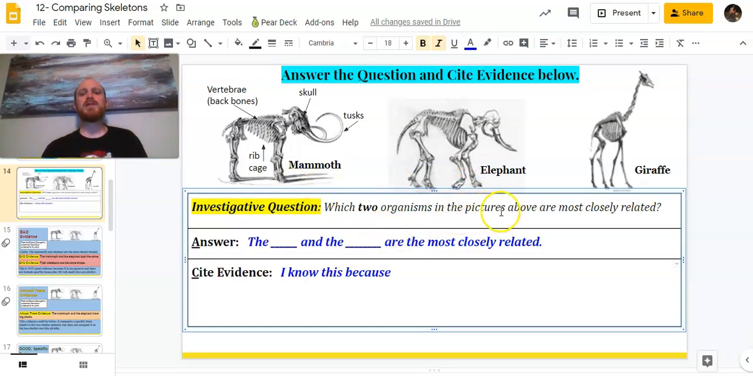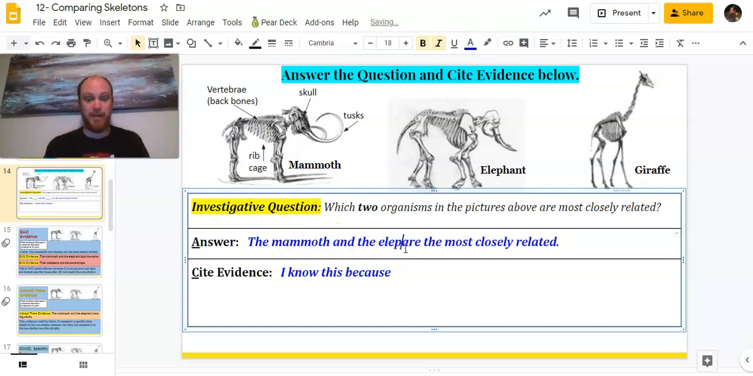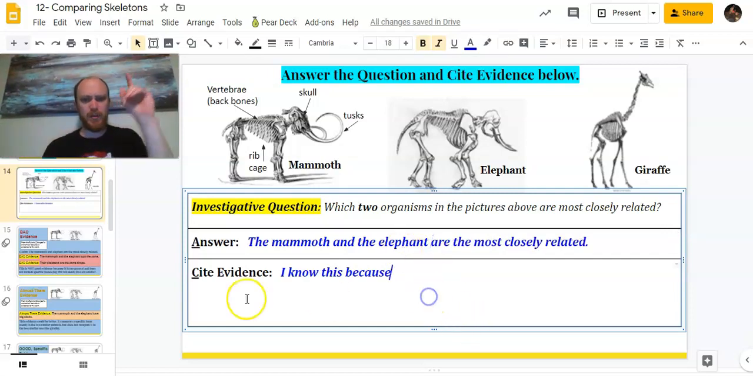So which 2 organisms are most closely related? Well, I kind of just told you, but you could tell from right here. We have mammoths, elephants, and giraffes. So I'm going to say the mammoth and the elephant are the most closely related. I don't think anybody would look at those 3 skeletons and disagree with me. But remember, we're talking about the evidence today. So we're going to cite some evidence.